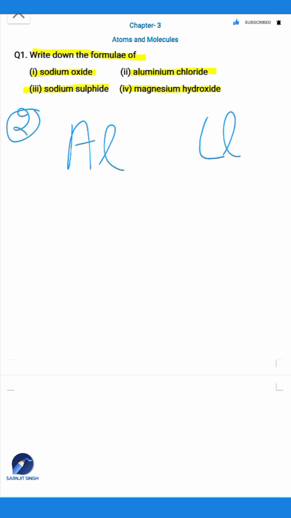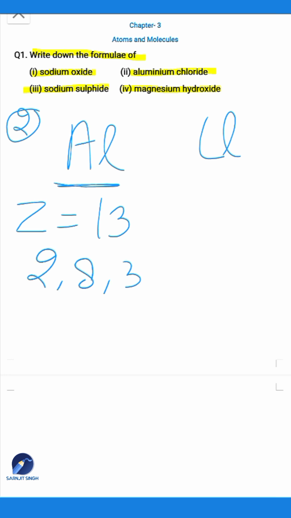We know that for aluminium Z is equal to 13, that means the atomic number is 13. The electronic configuration is 2, 8 and 3. So in the outermost shell 3 electrons are there. But the outermost shell should have 8 electrons, so it is easy for aluminium to lose these 3 electrons instead of gaining 5 extra electrons to fulfill its outermost shell. That is why aluminium has valency 3, that is, plus 3.